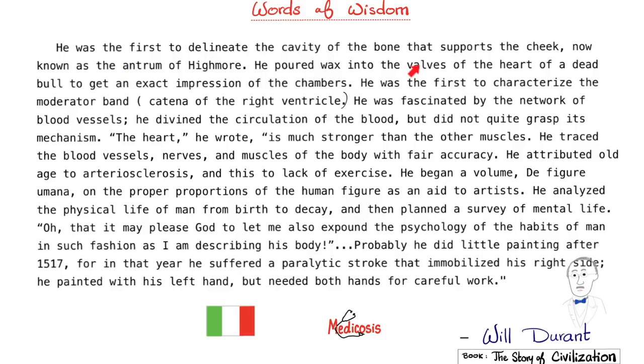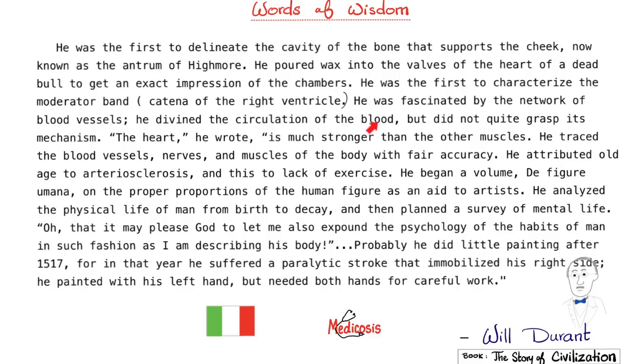He poured wax into the valves of the heart of a dead bull to get an exact impression of the chambers. Very clever. He was the first to characterize the moderator band, or the catena of the right ventricle. It's also known as the septomarginal trabecula, which is a muscular structure in the right ventricle, which conducts part of the right bundle branch. You can learn more by watching my video on anatomy of the thorax review, as well as my cardiology playlist.